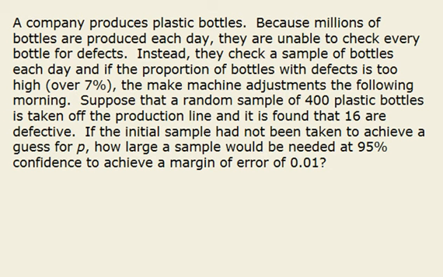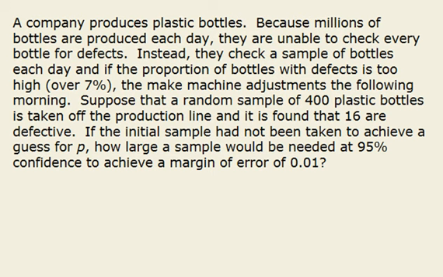We have some information that they have a sample of 400 bottles taken and they find that 16 are defective. But what we really want to look at is if we hadn't taken that initial sample and they wanted to get a confidence interval for p, how large a sample should they take if we were doing a 95% confidence interval and we wanted a margin of error of just 0.01.